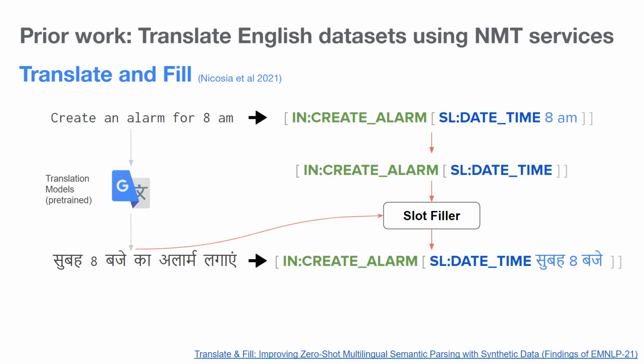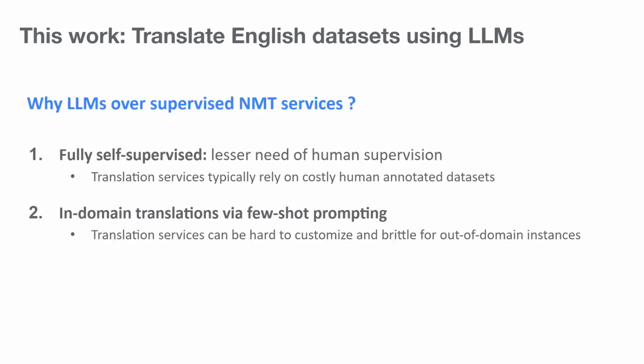This work explores how well large language models can help us translate semantic parsing datasets across 50 typologically diverse languages. There are two potential advantages of using large language models over off-the-shelf machine translation services. The first advantage is large language models are typically trained in a self-supervised manner while only requiring a few human-labeled examples for learning a new task. On the other hand, machine translation services often rely on large human-annotated datasets, particularly for low-resource languages.